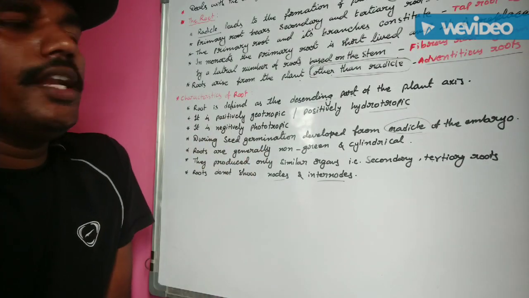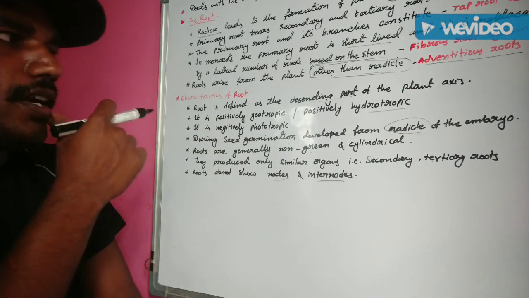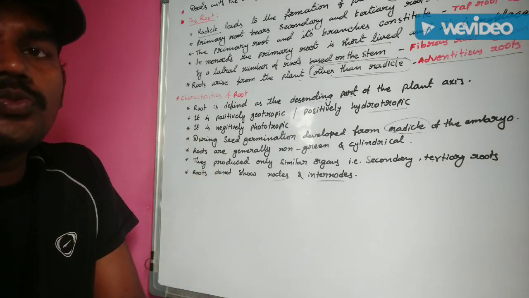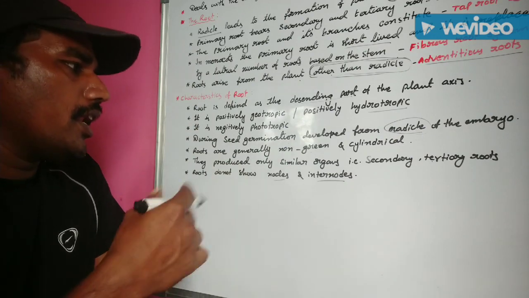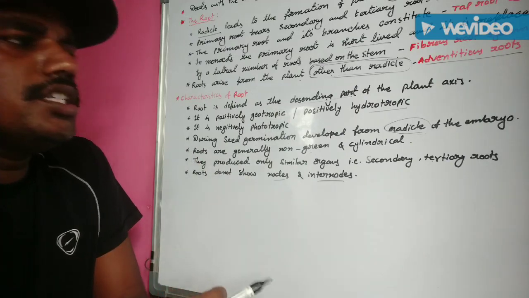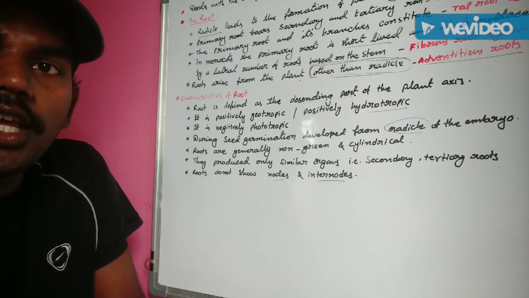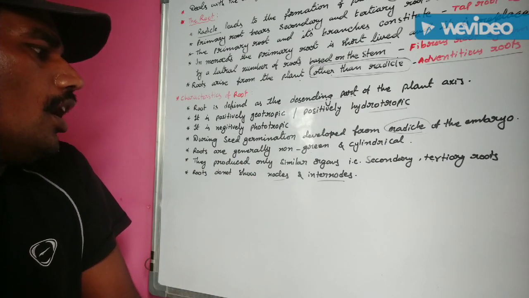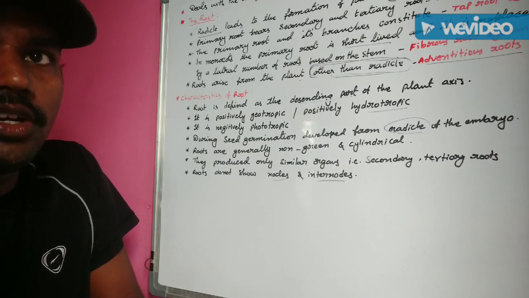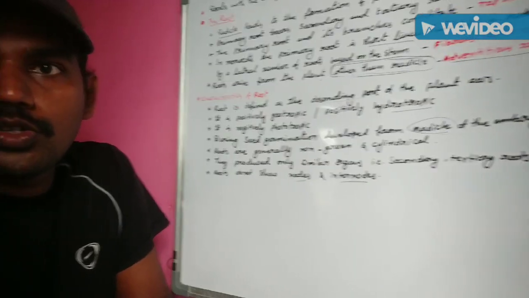Basically, roots are mainly developed from the radicle of the embryo, and it is a descending part of the plant axis, and also positively geotropic. This means positively hydrotropic and negatively phototropic. During seed germination, it is developed from the radicle of the embryo, and the roots are generally non-green in color and cylindrical, and they produce only similar organs, that is secondary roots and tertiary roots, etc. And the roots do not show nodes and internodes.